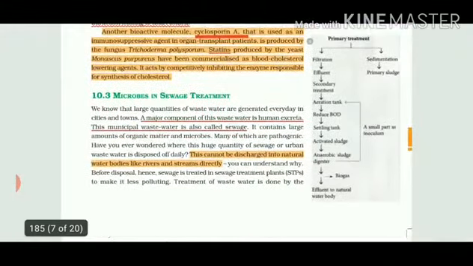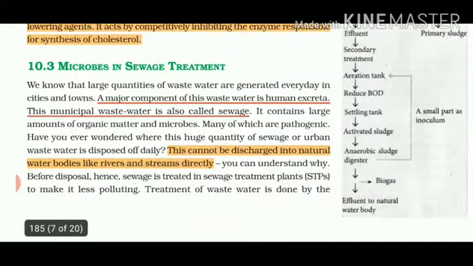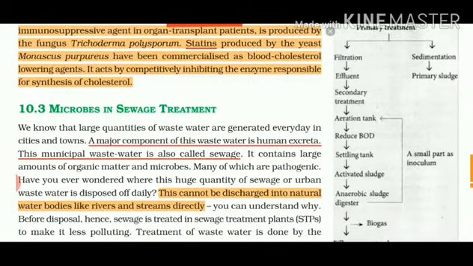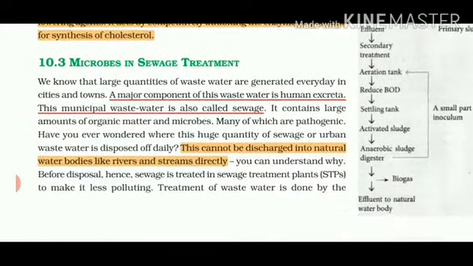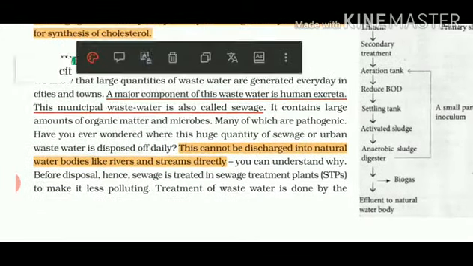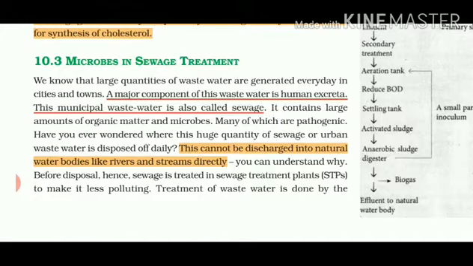Now our next topic is microbes in sewage treatment. Sewage treatment plants are useful to clean water. Various kinds of bacteria are useful. Those microorganisms help to clear the water so that it can be disposed of in ponds, lakes and any other water bodies. Here they have talked about the major component of this wastewater, which is human excreta. This municipal wastewater is also called sewage.